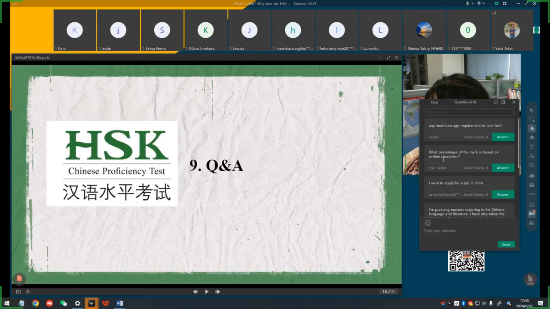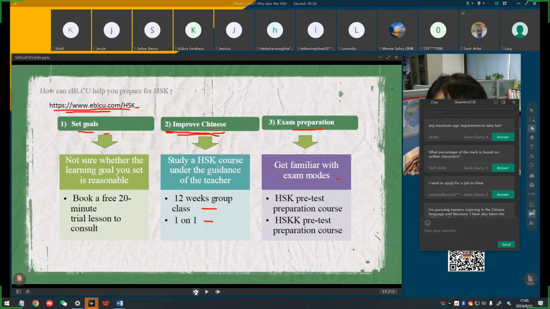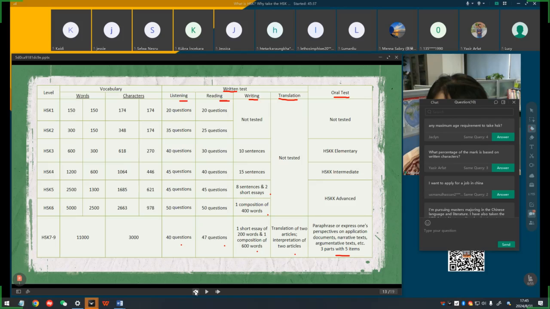Next question is, what percentage of the mark is based on writing characters? Okay, let me go back. Here. You can check here, the written part. From HSK 1 and 2, you totally don't need to write the characters. And also for HSK 3 and above levels, it's not a must to really write by hand for the characters.